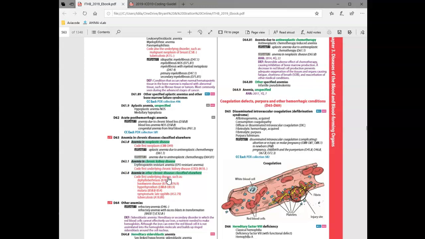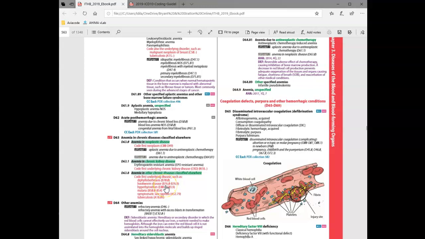So that's making me feel a whole lot better about what I read in the alpha index, because it's starting to make a whole lot of sense. And even the description goes further to say, code first your underlying disease, such as, this looks familiar, the B700. So there's my tapeworm infection. So I put the tapeworm infection first. I list it first as my principal diagnosis because the code set tells me to, and anemia will come second.